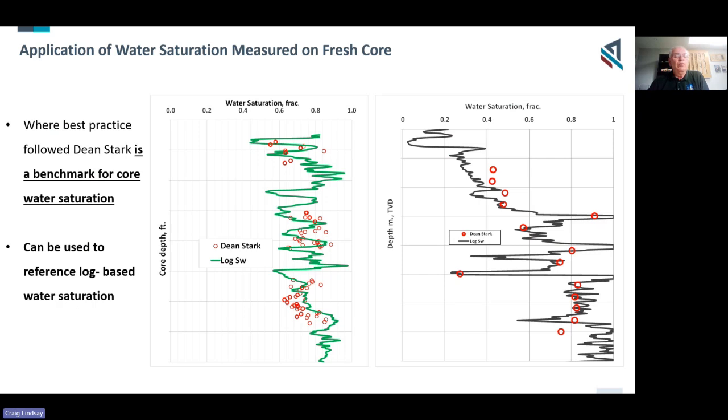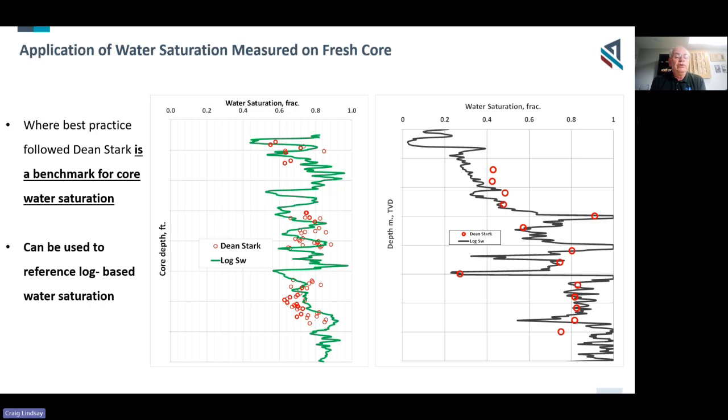So here are some old examples that I have here. The one on the left-hand side was actually an EOR project, and took some core. However, because the water in the reservoir was mixed salinity, the log-based water saturation was quite suspect. So it was very important to be able to quantify the water saturation by Dean Stark.